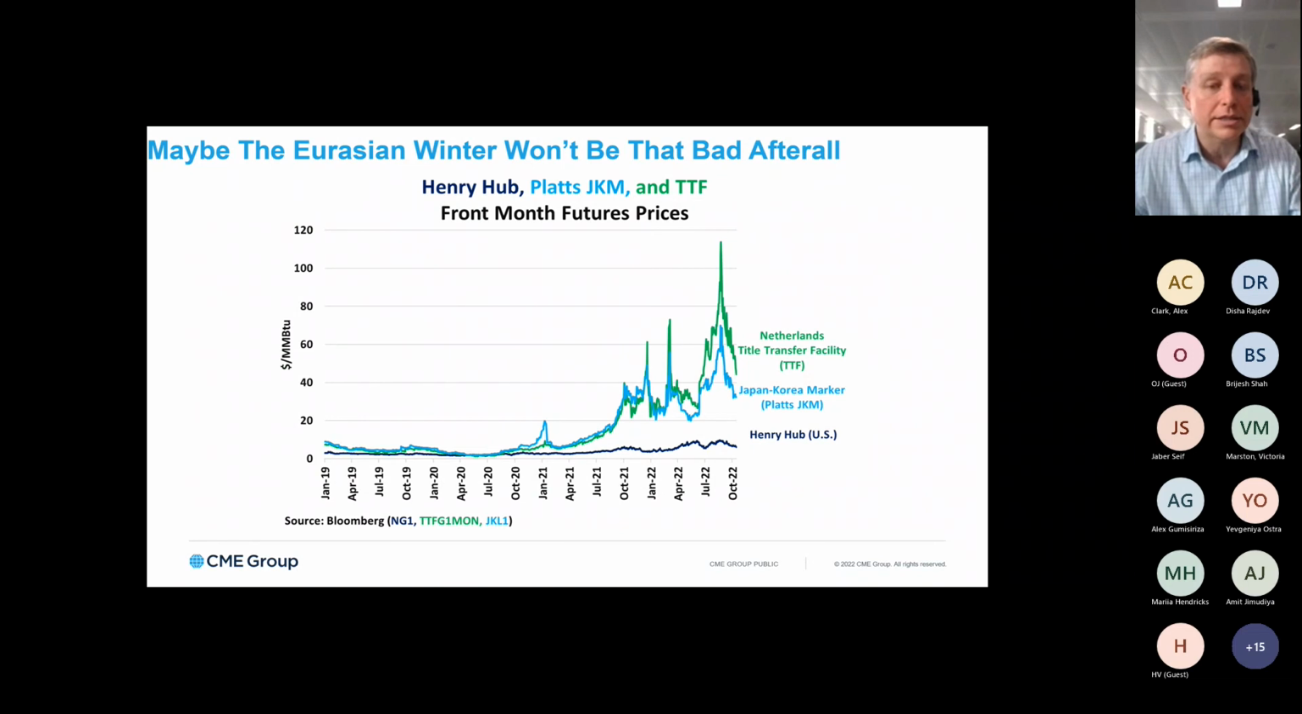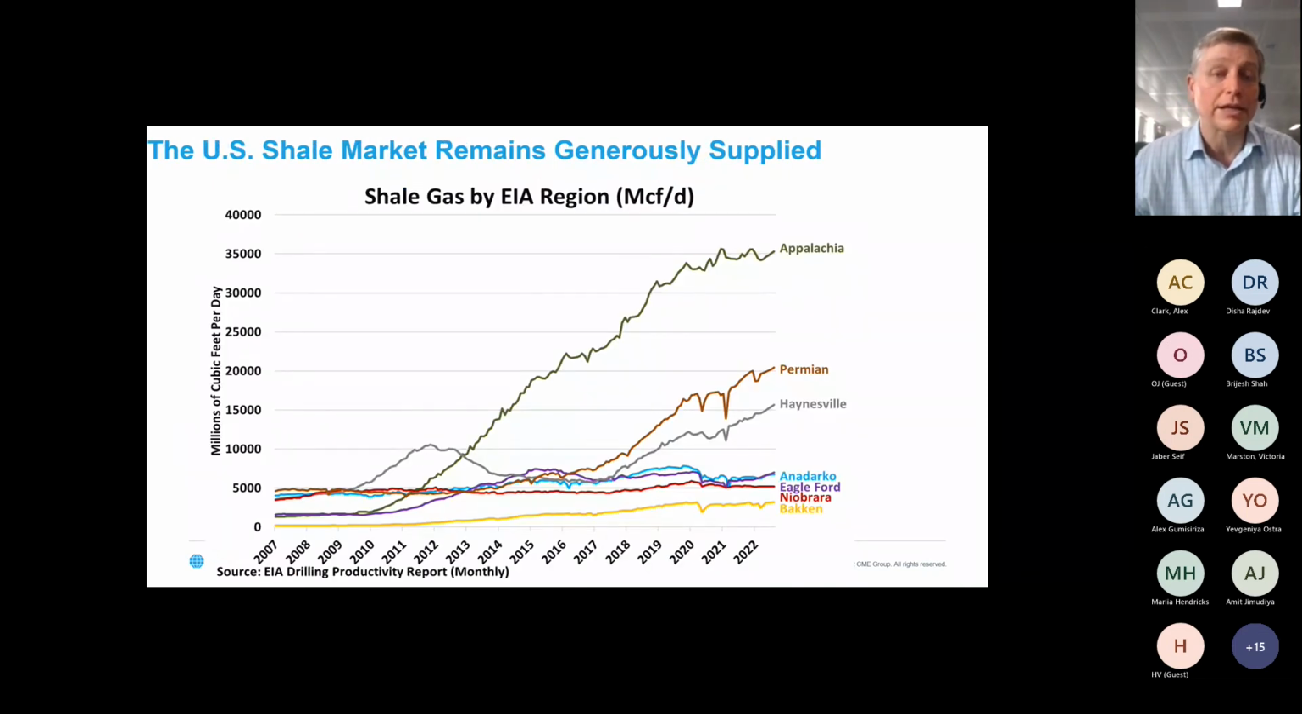Now, the United States can be a major supplier of natural gas. The Henry Hub price has not increased as much. The Henry Hub price is the main price in the U.S. And the reason for that is, once again, fracking and shale production. So shale gas has increased tremendously over the years, particularly in Appalachia in the eastern part of the United States, but also in the Permian, where it is a sort of byproduct of oil production, as well as in Haynesville, which is a natural gas producing region.